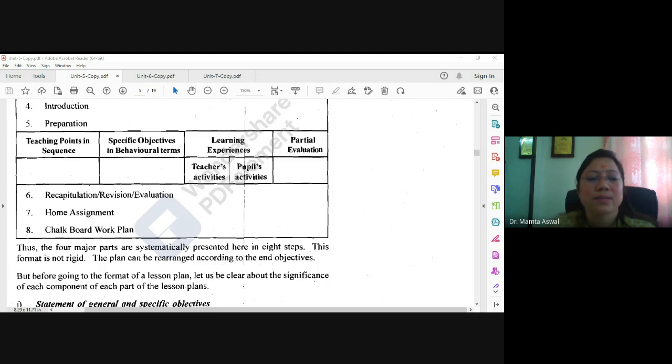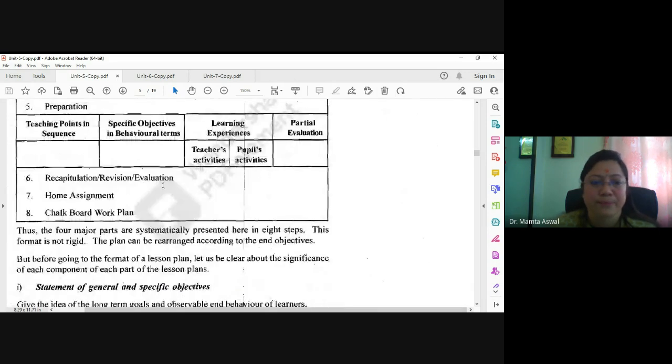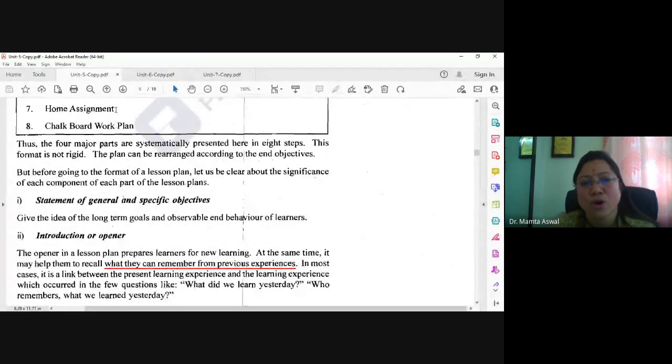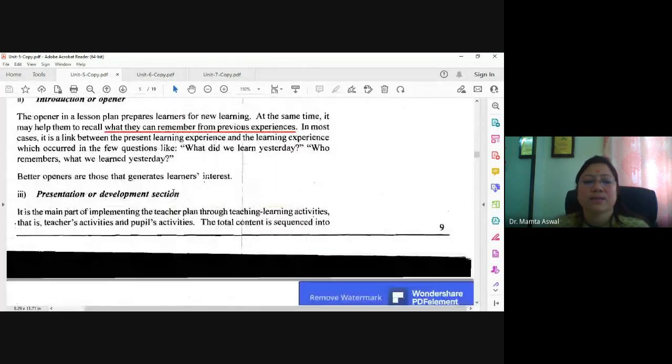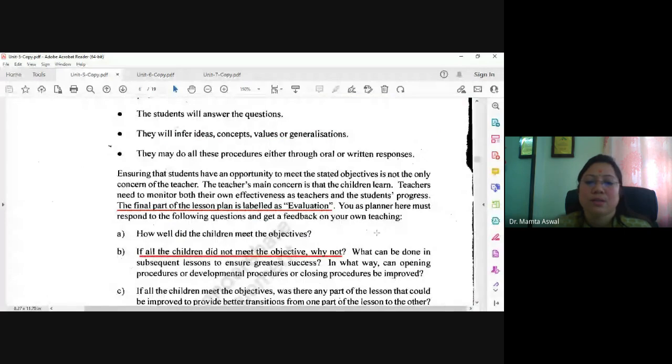And then there is the chalkboard work plan. So this is basically what you will write on the blackboard if you want to write something. You can write down the homework also and other things also. So this is how you can develop a lesson plan. This is basically an elaboration of this only. Below this, you see statement, objectives, then development, recapitulation, these are all.